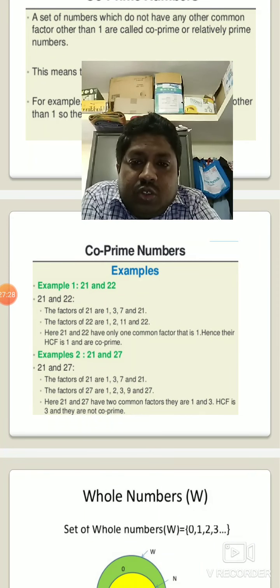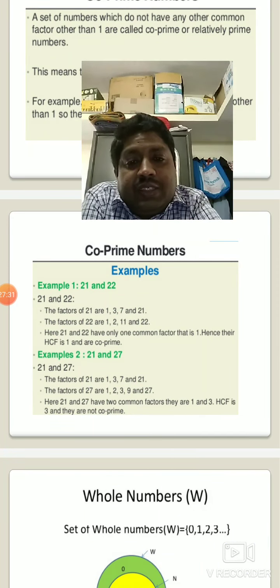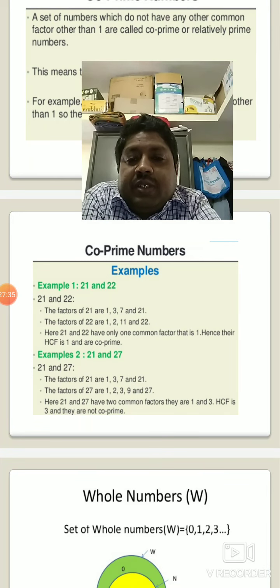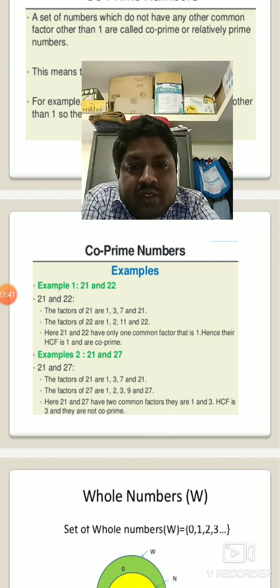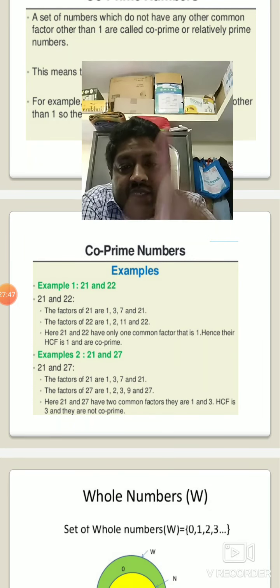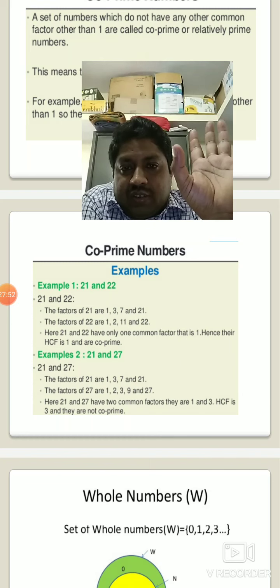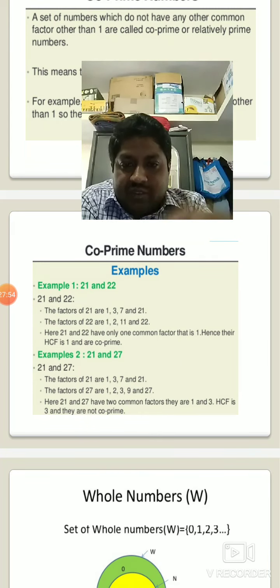Example: 21 and 22. Children, we list the factors. Factors of 21: 1, 3, 7 and 21. Factors of 22: 1, 2, 11, 22. Here, the highest common factor means the common factor is 1, and the highest is also 1. So that is co-prime.